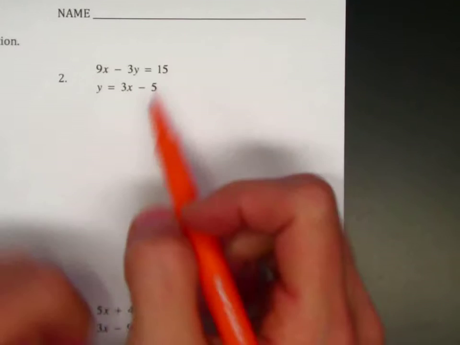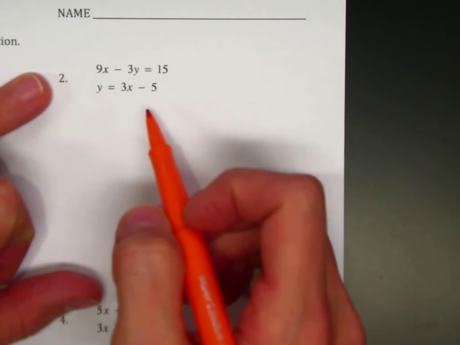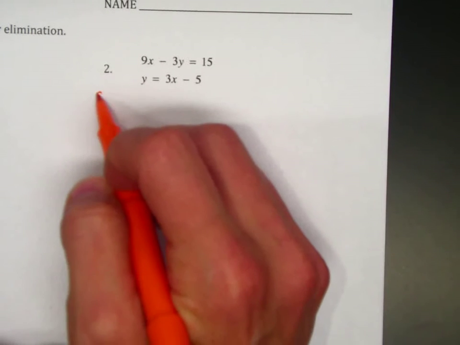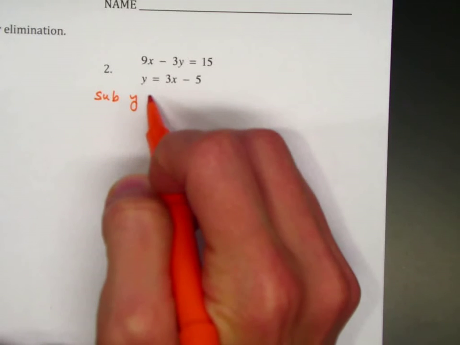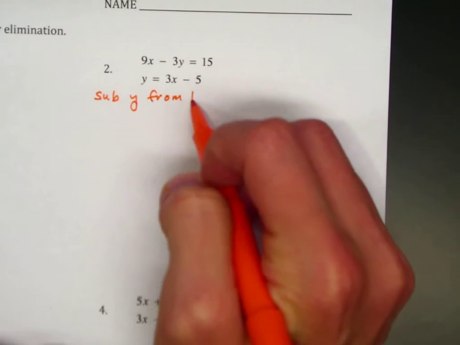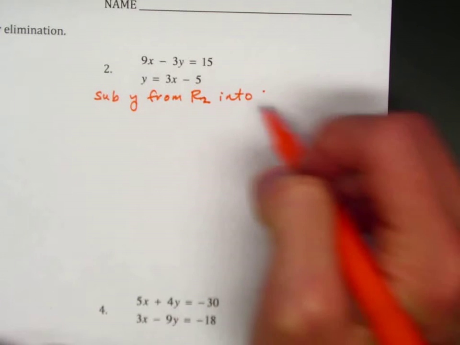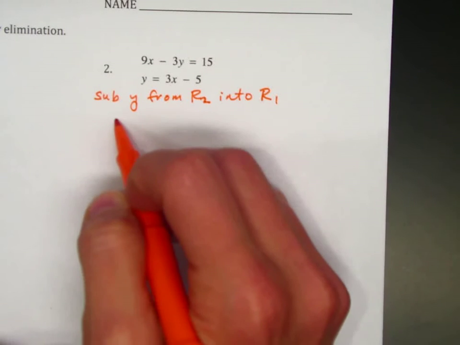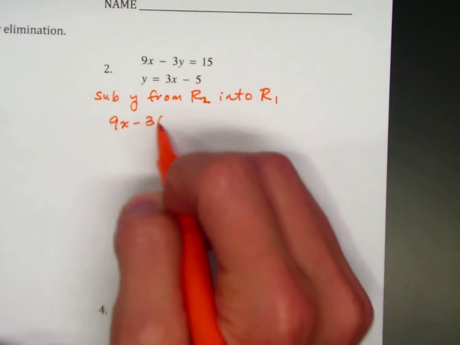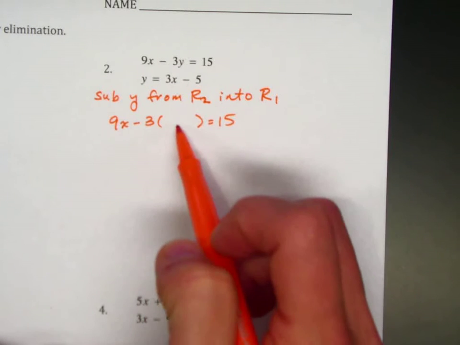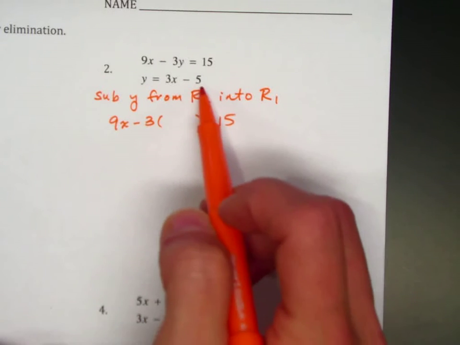For number 2, since y is already solved for, I'll go ahead and use substitution. So I'm going to sub the y from row 2 into row 1. So I get 9x minus 3 times y equals 15. But the y that I'm looking at is 3x minus 5.